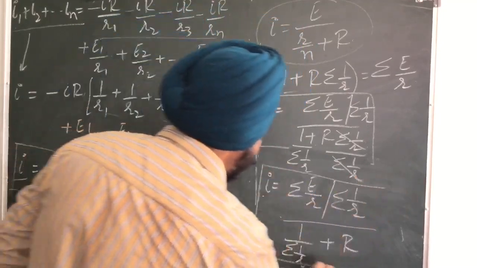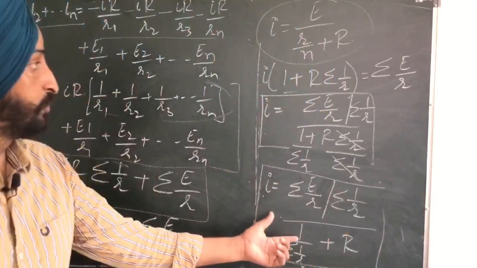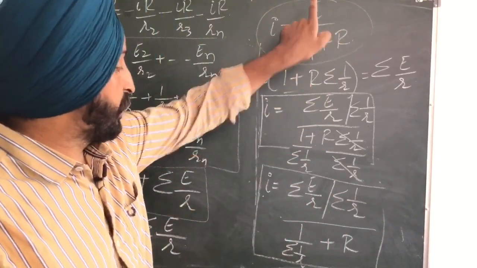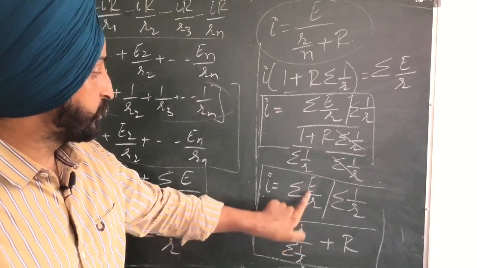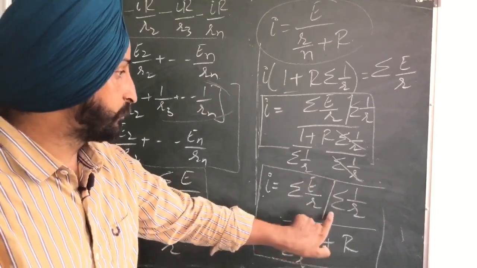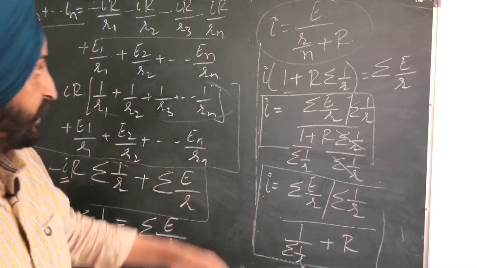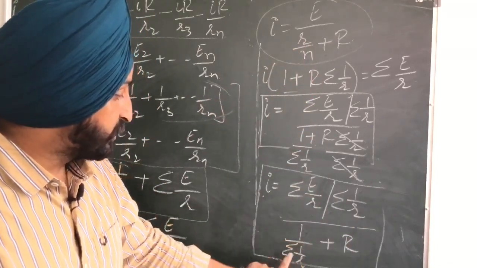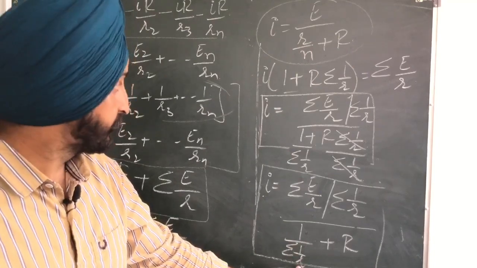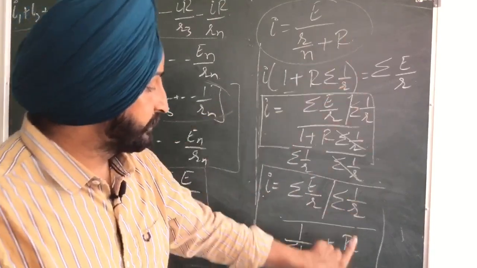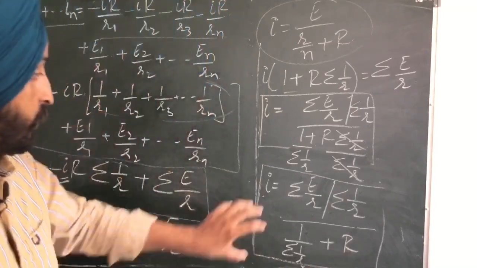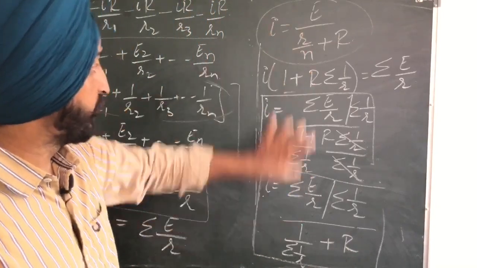Now you can easily compare this formula with this. See, instead of EMF, what you are going to get is summation of E by R divided by summation of 1 by R, and in place of internal resistance you have 1 by summation of 1 by R, that is internal resistance, plus external resistance that you have over here. So this is your external resistance. Now you can compare these two equations.